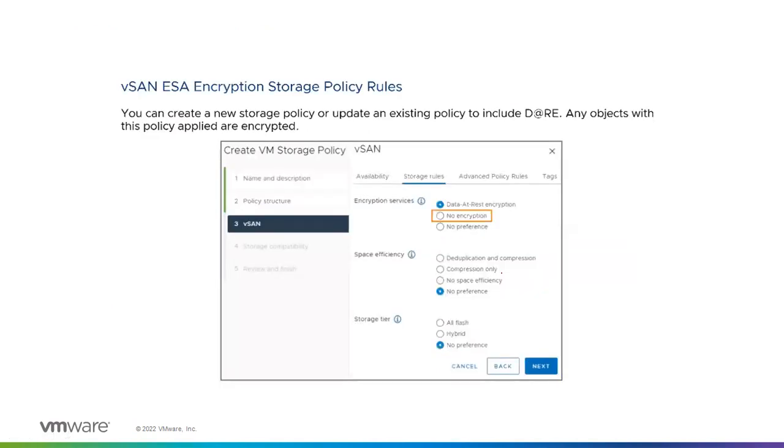So with the storage policy rule, you can create a storage policy or you can update any existing storage policy, including data at rest encryption. Any object with this policy applied is encrypted. Definitely, if you enable it, it will, because you have enabled the encryption service, data at rest encryption. So when you are creating any kind of storage policy, or you can update any existing storage policy, there also you can enable the data at rest encryption.